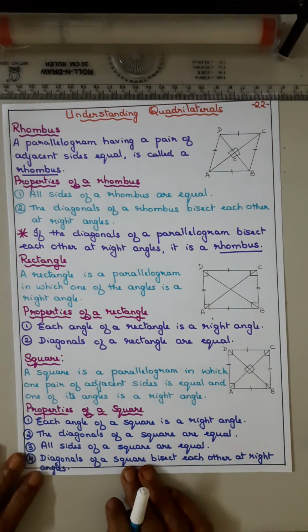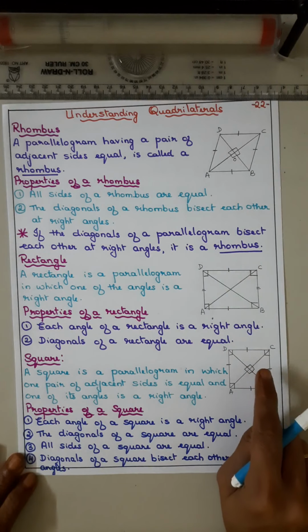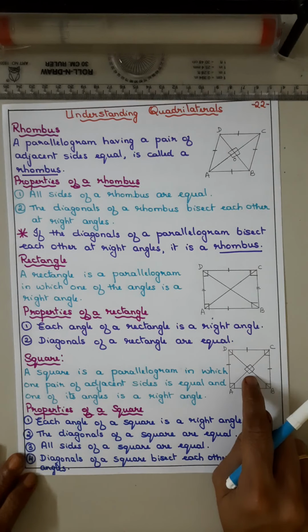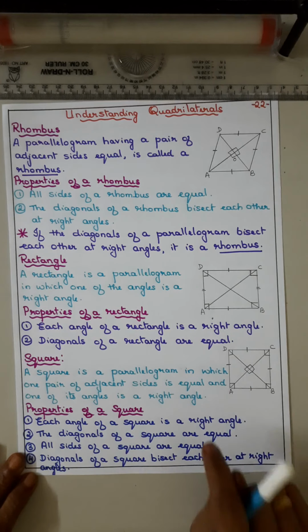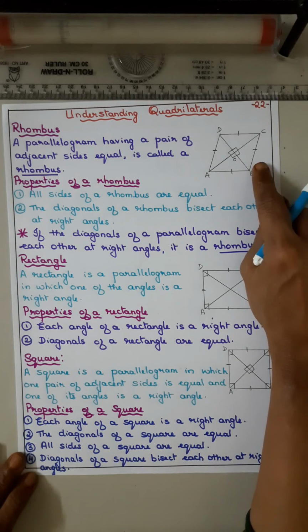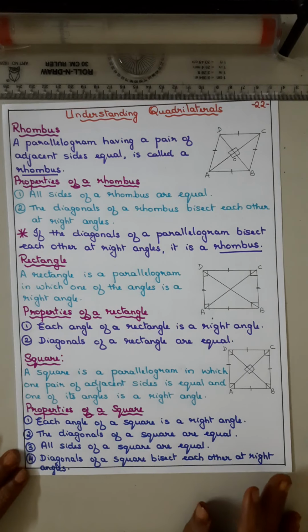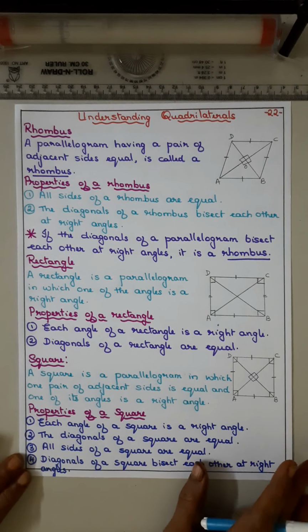Diagonals of the square bisect each other at right angles, just like the rhombus. The diagonals of the square bisect each other at right angles, and also the diagonals are equal. Here in the rhombus, diagonals bisect each other at right angles, but the diagonals are not equal. You have to remember the difference. Understood? Hope everyone understood. So this was about the different types of quadrilaterals.